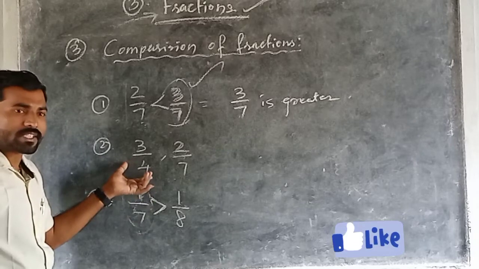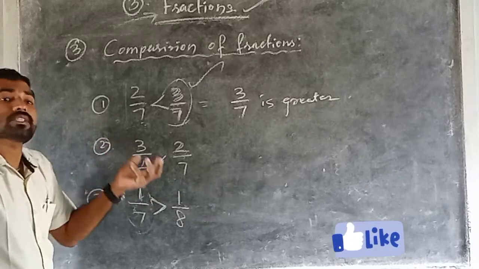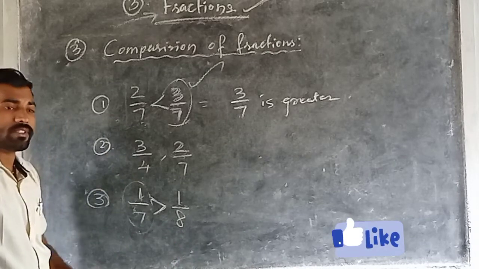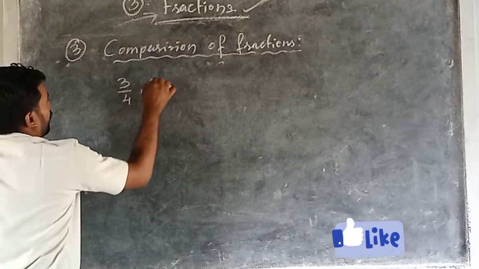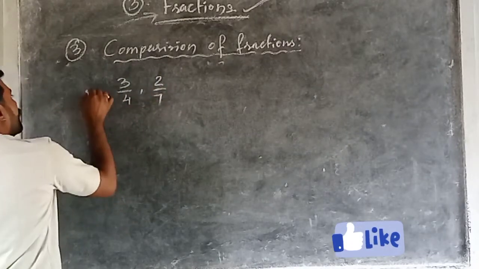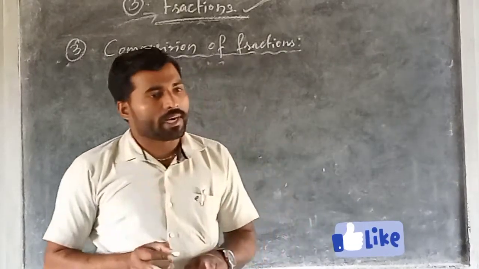Okay, these are unlike fractions. Then how can you say which is the greater one? Which is the smallest one? How can you say that? Do you have any idea? 3 by 4, comma 2 by 7. Among these both fractions, which is smaller, which is greater?